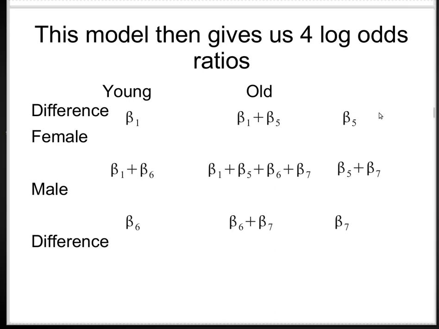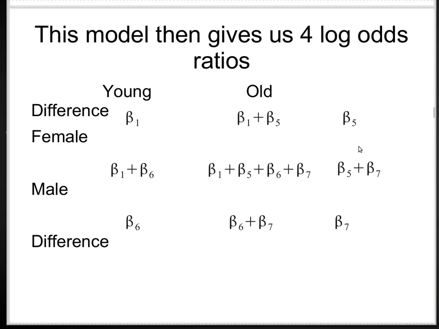What does that say about beta 5? Beta 5 is a difference between these two things. Okay. That's the difference between two log odds ratios. And it is a difference between the old and the young for the women. So beta 5 is capturing a measure of the difference between two log odds ratios for the women. The difference between the old and the young. So this is capturing the impact on the odds ratio, the difference between the young and old for the women. And that's beta 5.